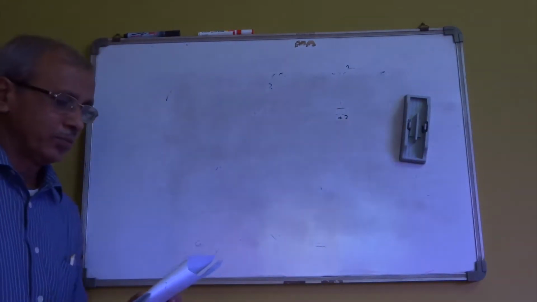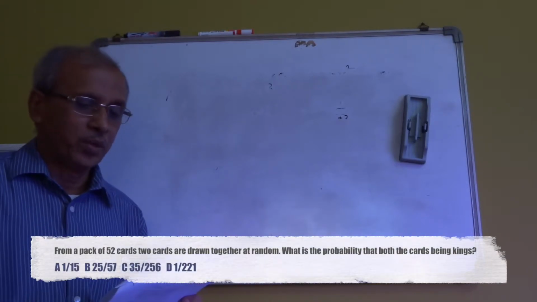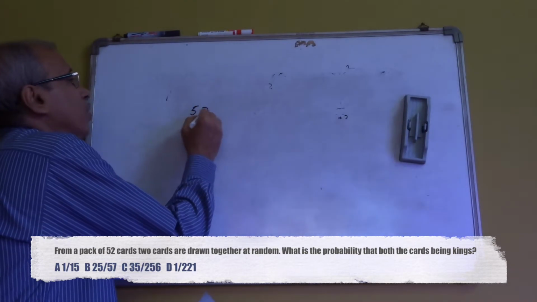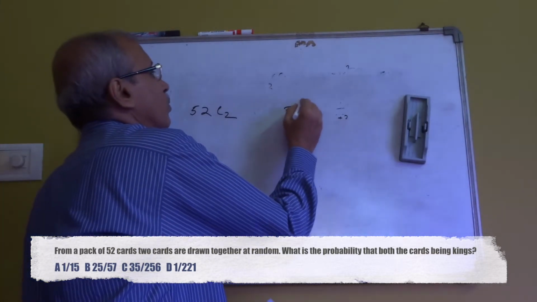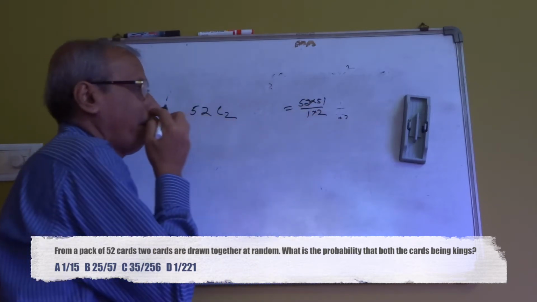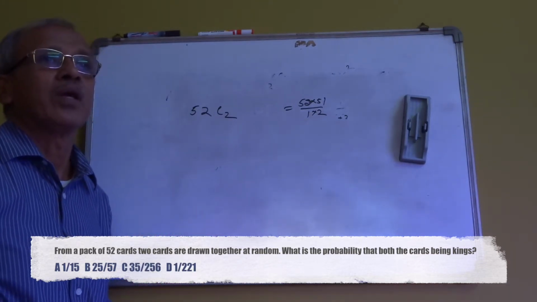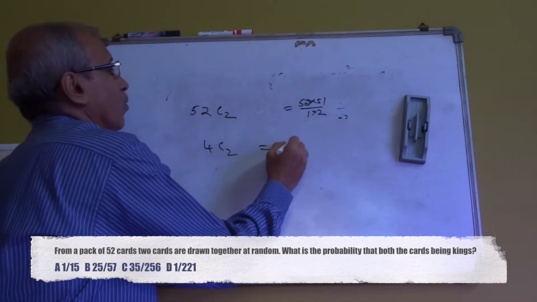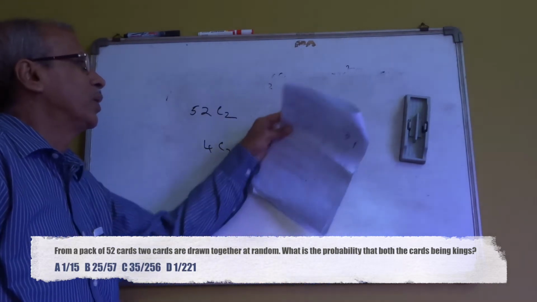Let us do one more problem. From a pack of 52 cards, 2 cards are drawn at random. What is the probability of both the cards being kings? There are how many cards? 52 cards. And how many you have to select? 2. So 52 C2 is the total possibility, that is 52 into 51 divided by 1 into 2. The only thing is they say both should be kings. How many kings are there? 4. So it is 4 C2, 4 into 3 divided by 2. Now the probability is this divided by this.